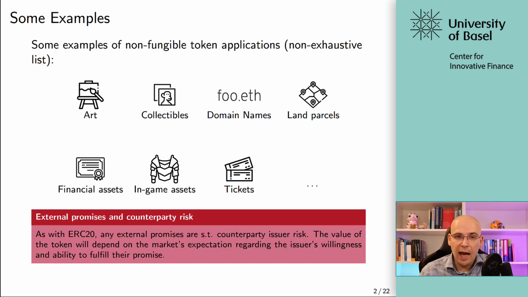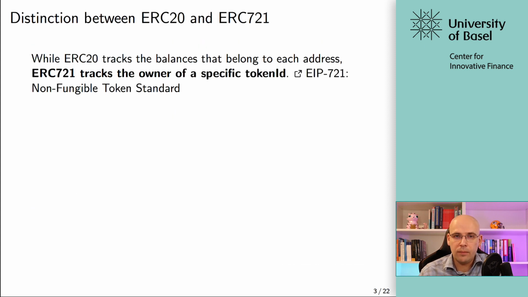As with ERC20, any external promises, and that's extremely important to be aware of, are subject to counterparty risk. So it's quite straightforward. The token standard and technical implementation don't change the fact that whenever somebody is promising you to deliver something in the real world for the redemption of that token, it's subject to that person's willingness and ability to actually deliver their promise. That's exactly the same as with any token for that matter.